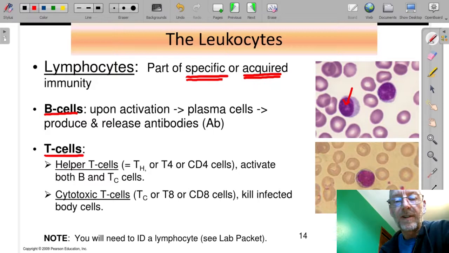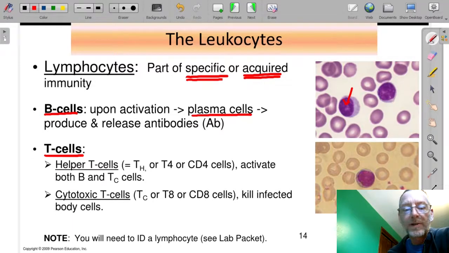So let's do the B cells first. B cells become activated in response to a specific pathogen, such as a virus. They then develop into plasma cells, which we'll go through later. And the plasma cells produce and release antibodies.